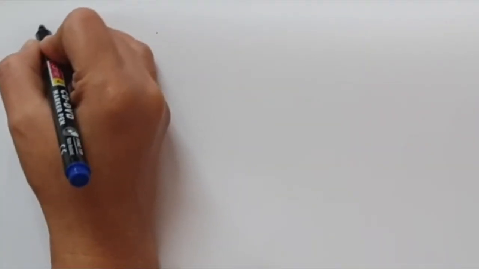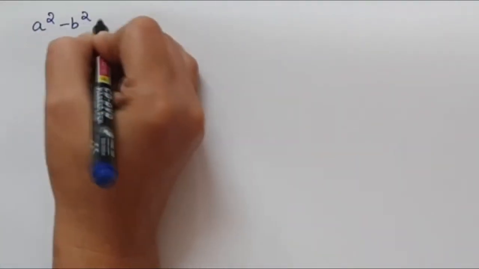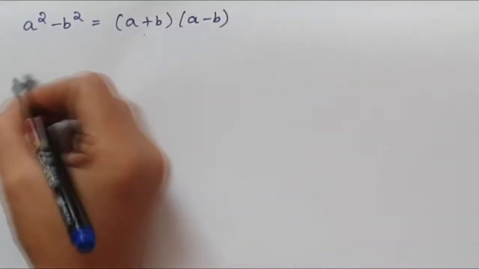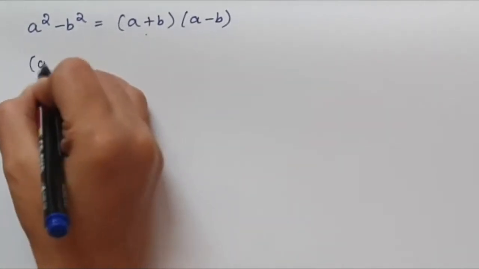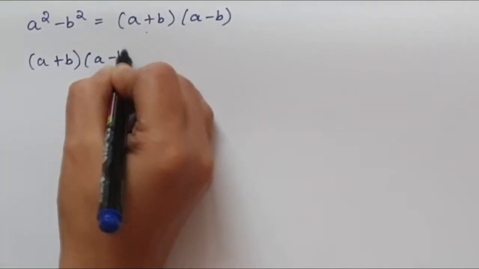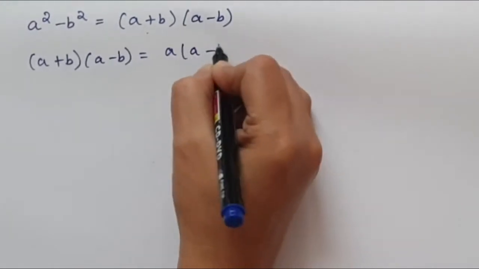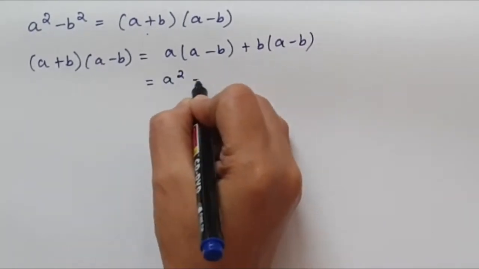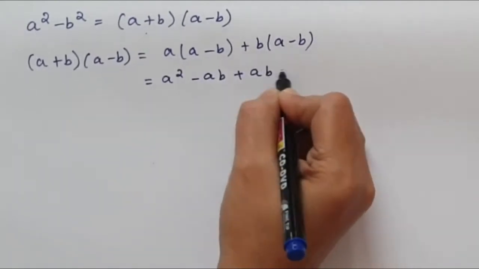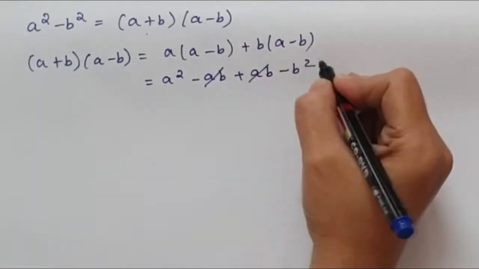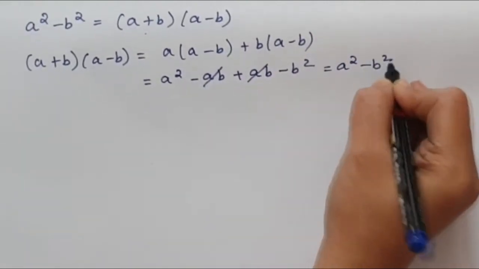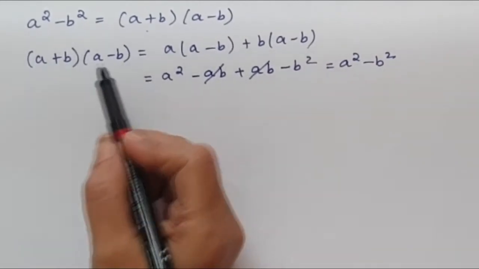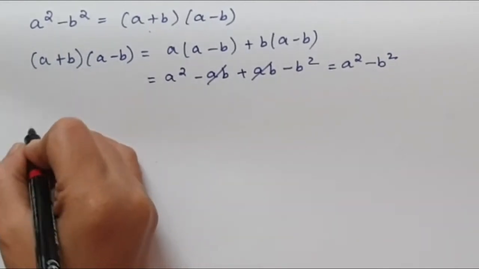Now let us see the next factorization, that is a square minus b square will be equal to a plus b, a minus b. Now let us expand this, a plus b into a minus b. That means a into a minus b plus b into a minus b. So it comes as a square minus ab plus ab minus b square. This and this get cancelled. So it is a square minus b square. So whenever it is a square minus b square, you can write it as a plus b into a minus b. This idea we are going to use now.